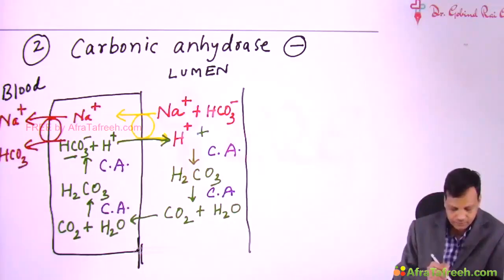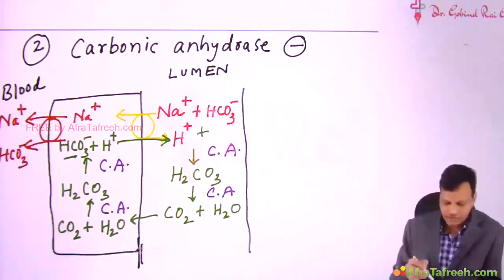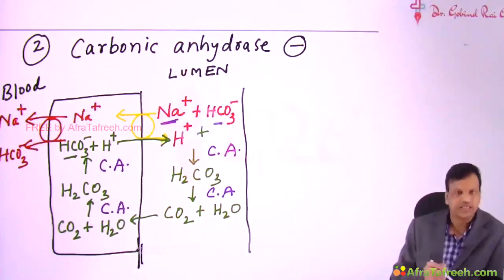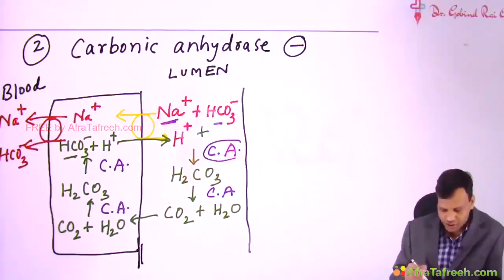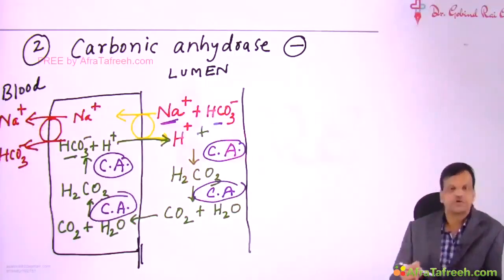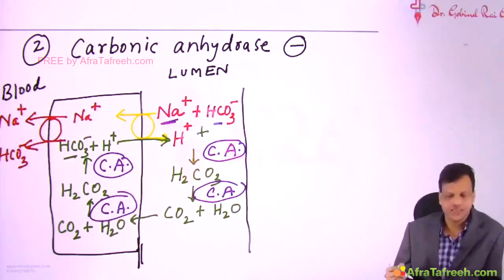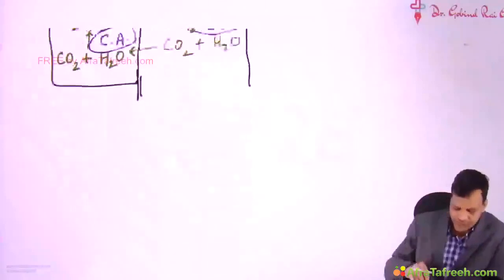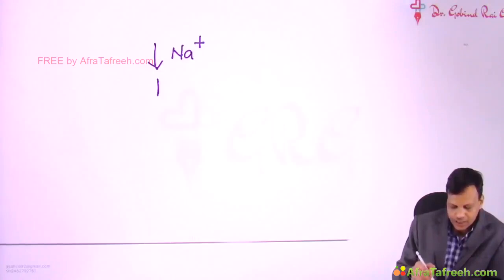So basically, the sodium and bicarbonate which are filtered by the glomerulus have entered the blood, and this entry into the blood is because of the functioning of the carbonic anhydrase enzyme. So if we inhibit carbonic anhydrase, sodium and bicarbonate will not be reabsorbed. In simple language, carbonic anhydrase inhibitors will cause loss of sodium and bicarbonate in the urine.